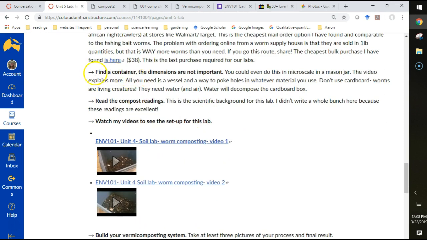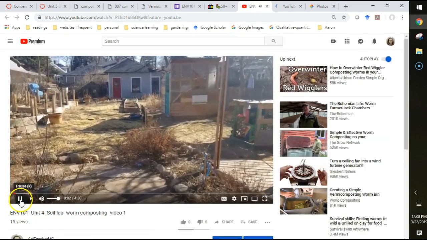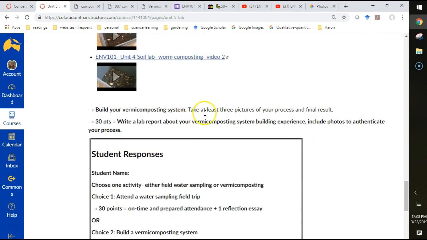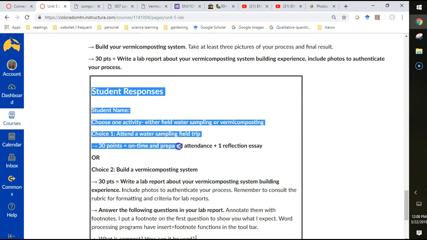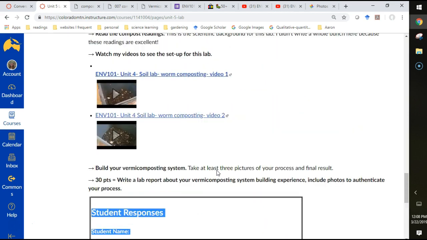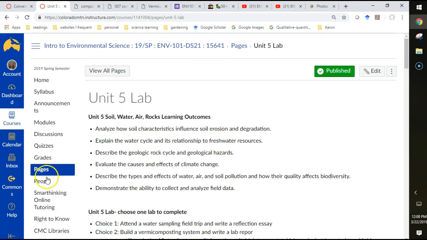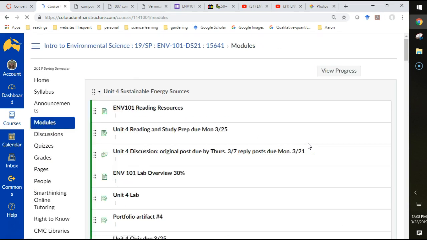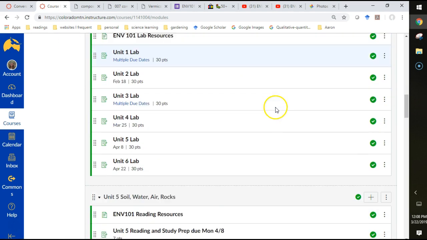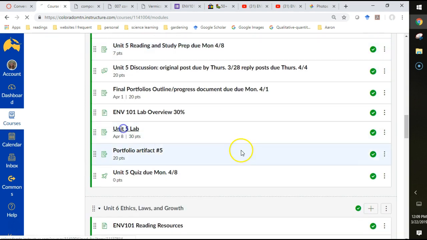Okay, find a container, read the composting readings. Rather than prepare a slideshow for this lab, I made videos. You're going to build your system, take pictures, don't forget to take pictures, and write a lab report. And then just copy this part into a Word document, fill it out, and submit it to the lab Dropbox. So going up to modules, the Dropboxes are in 2 different places, which assuredly you know already, in this labs module or in the specific unit module.